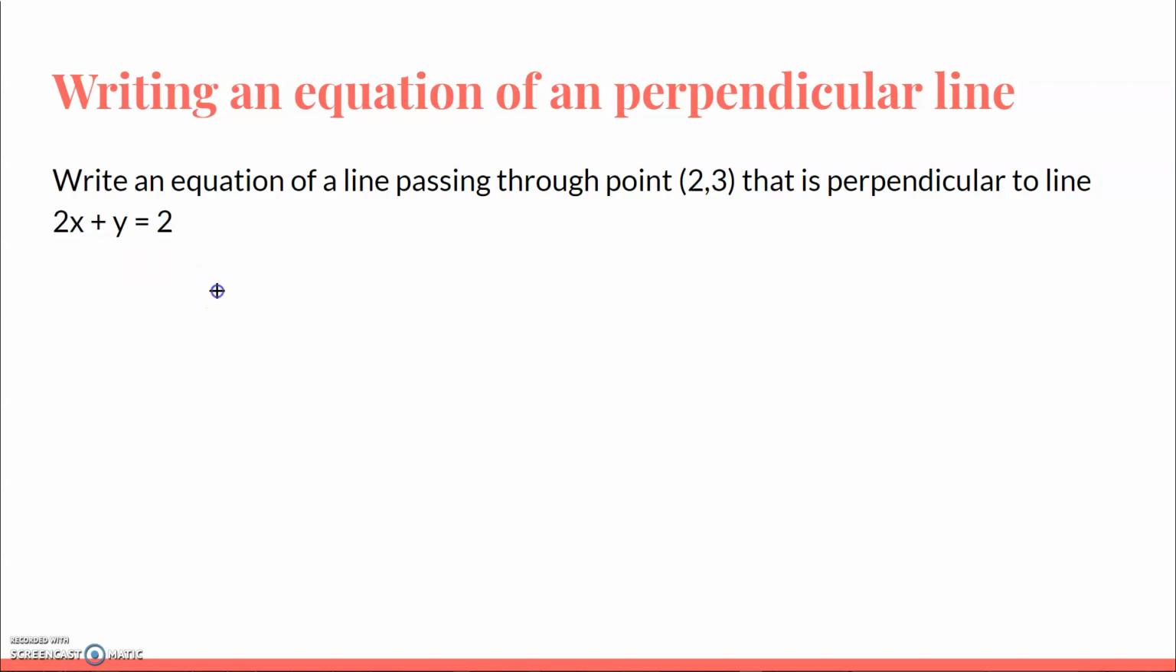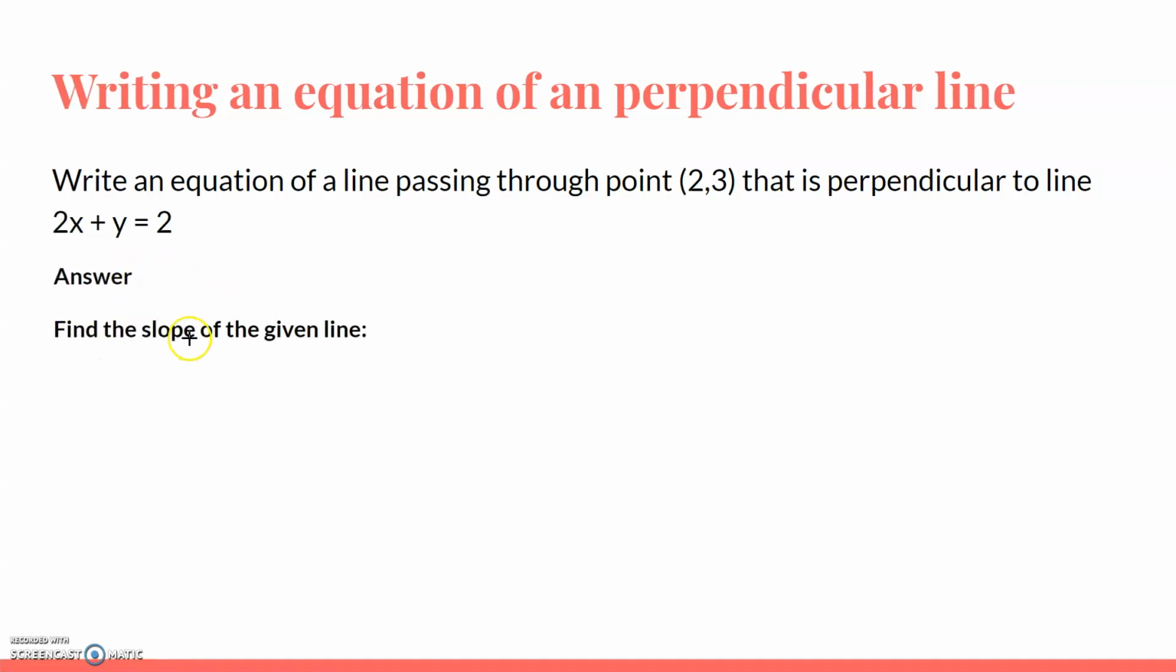Okay, so now that you're back, first off, find the slope of the given line. So 2x plus y is equal to 2, or y is equal to -2x plus 2. It's the same thing, we just moved the x variable to the other side. We got y all by itself. Alright, so finding the slope. So the slope of the line is -2, as you can see here. The m value here is -2.